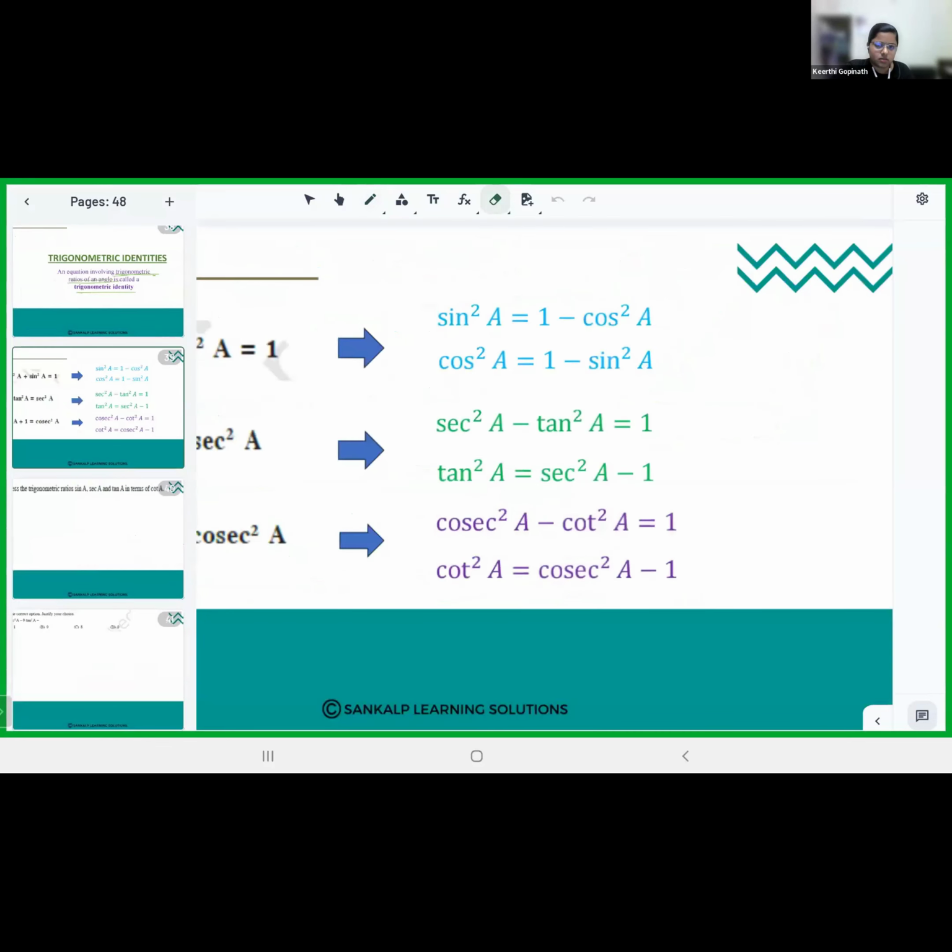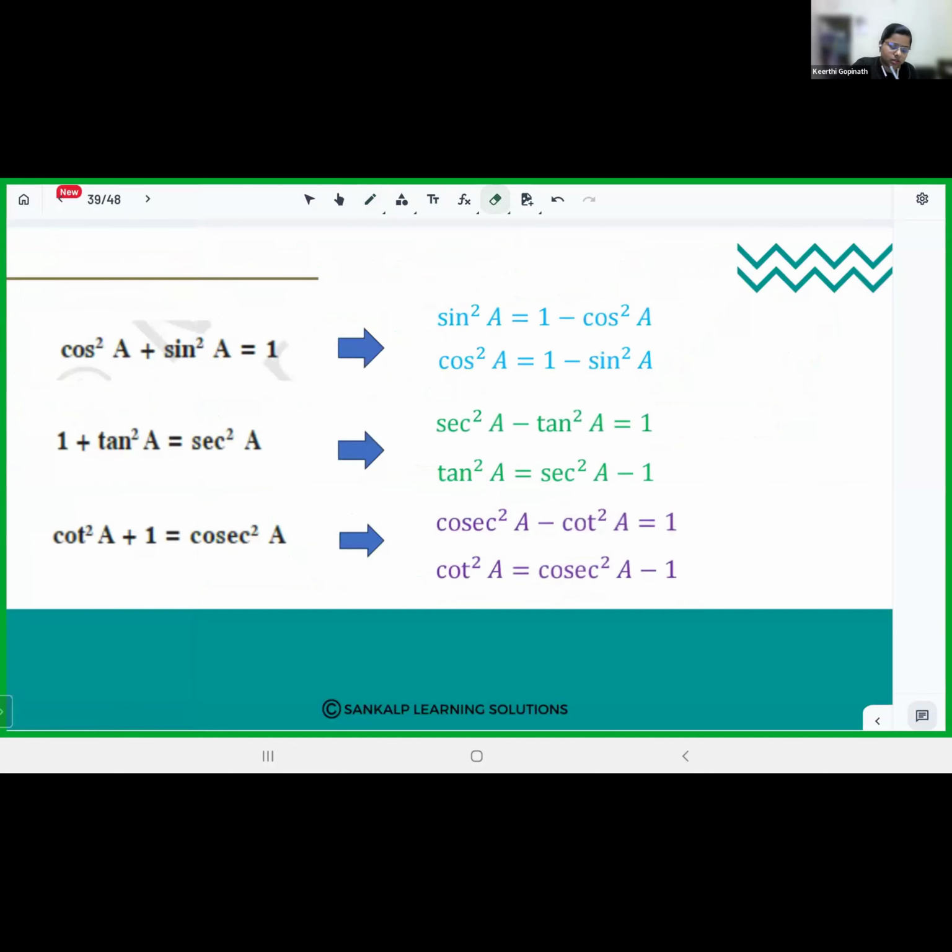I hope this slide is visible to all. So this was our first identity: cos square A plus sin square A is equal to 1. From that, we obtained two more identities, sin square A is equal to 1 minus cos square A, and cos square A is equal to 1 minus sin square A. Similarly, we have obtained 1 plus tan square A is equal to sec square A. From that you get another two identities: sec square A minus tan square A is equal to 1, and tan square A is equal to sec square A minus 1.